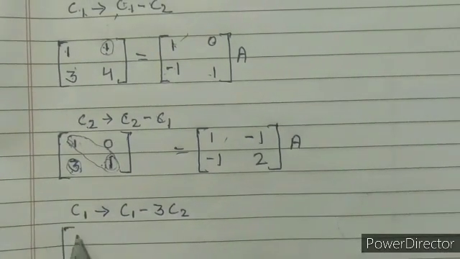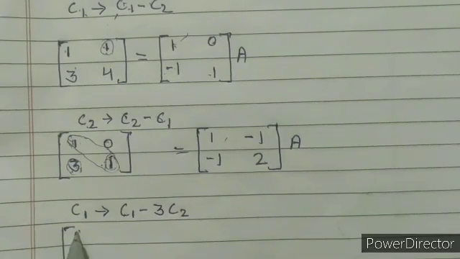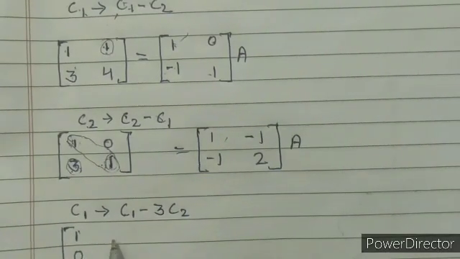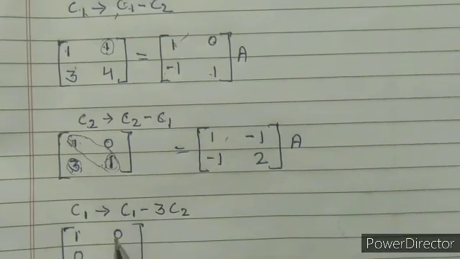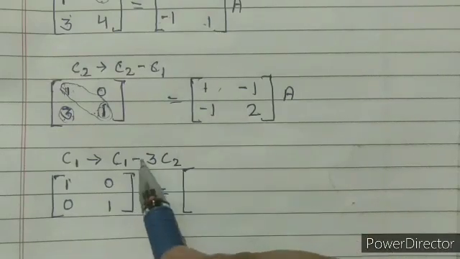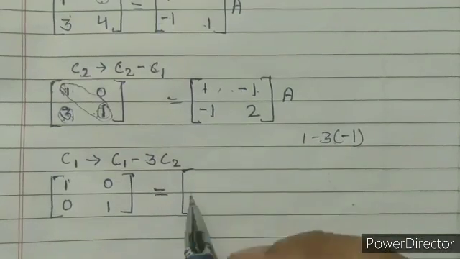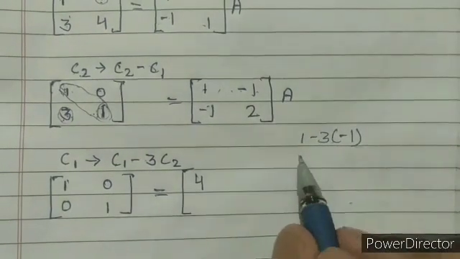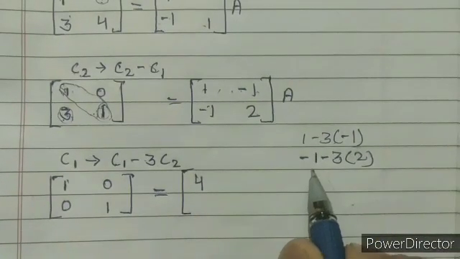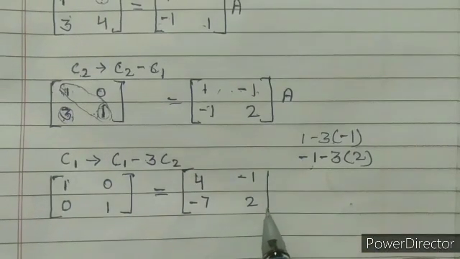Now the first column will change: column 1 minus 3 into column 2, that is 1 minus 3 into 0, which will give us 1. 3 minus 3 into 1 will be equal to 0, and the second column will remain the same. Similarly on the right hand side, 1 minus 3 into minus 1 will give us 4. Now minus 1 minus 3 into 2 will give us minus 7. The second column will remain the same.